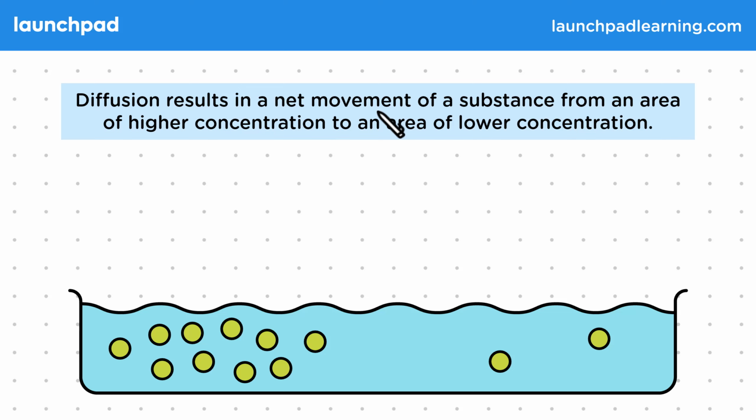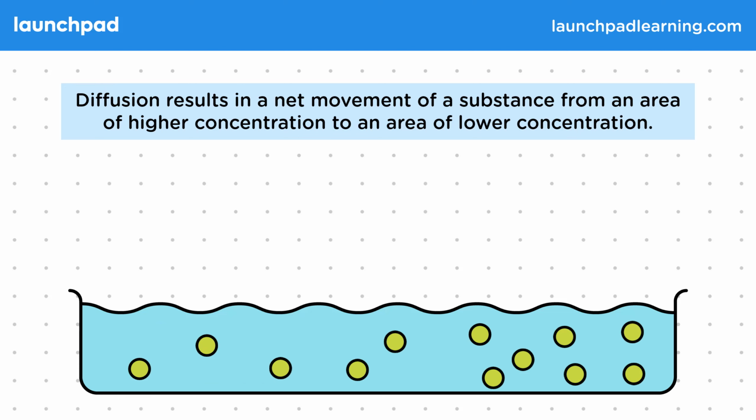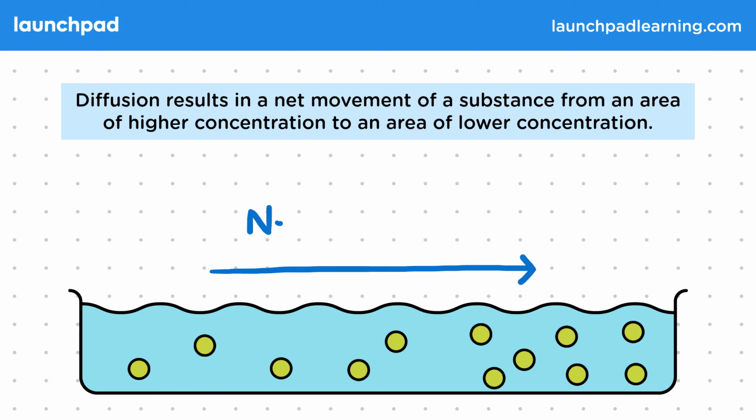Diffusion results in a net movement of a substance from an area of higher concentration to an area of lower concentration. In this animation, you can see that the particles move randomly, but there is an overall or net movement from the area of higher concentration to the area of lower concentration. Although the particles have stopped in this animation, they will continue to keep moving in real life.